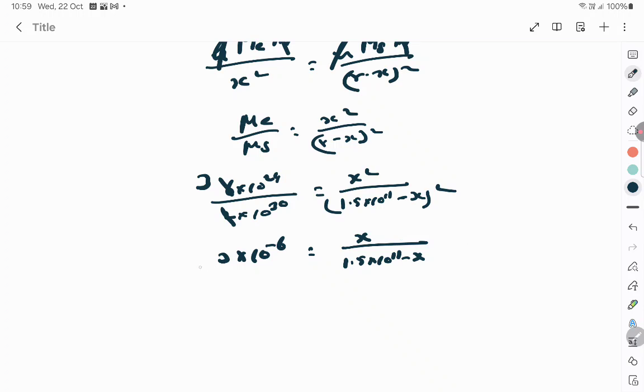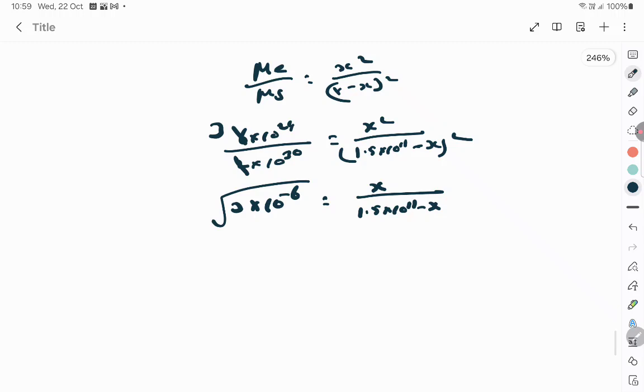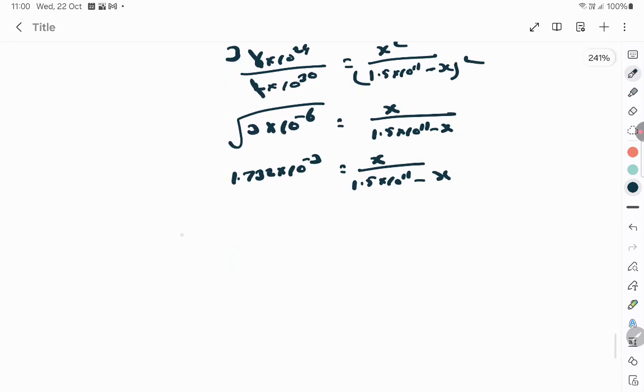So therefore you are going to find the square root of this, and the square root of 3 is 1.732, so 1.732 into 10 to the power minus 3 is equal to x by 1.5 into 10 to the power 11 minus x. So on cross multiplying you get to multiply this and then consolidate x. Pretty lengthy calculation, but let me try. Okay, let me approximate this to 1.7.